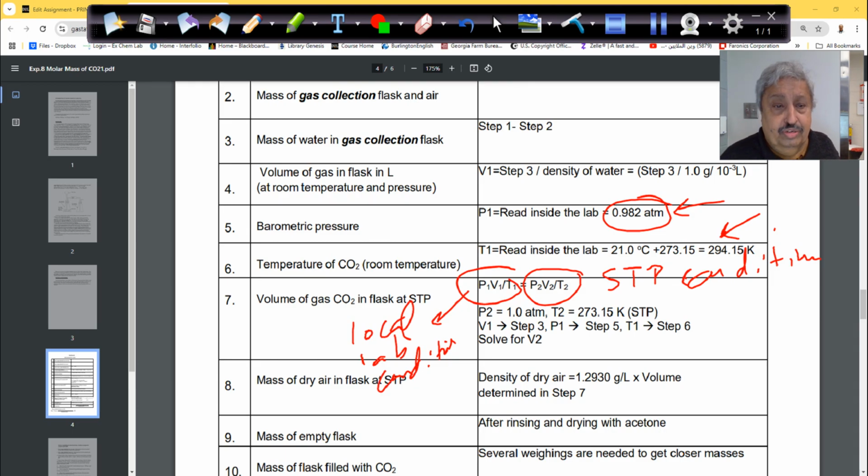Correct, guys? So you will collect the first one here, the mass of gas collection and air. You will weigh this one here.